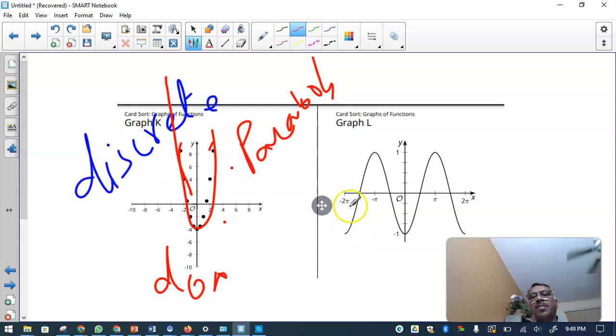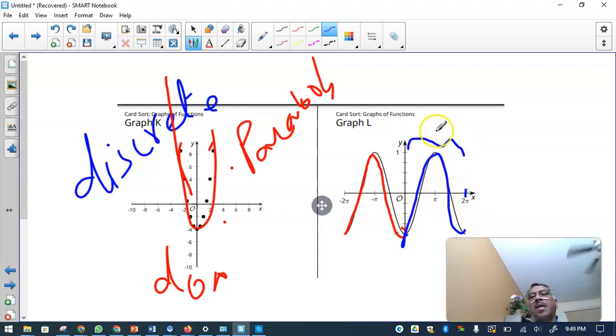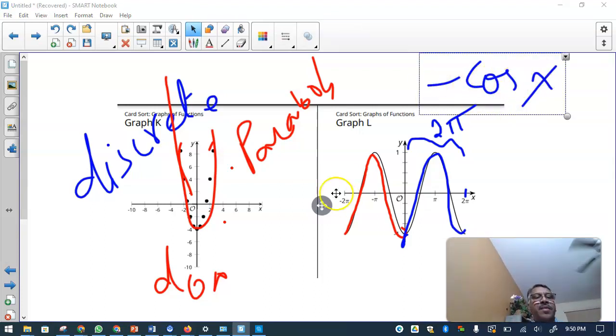If you see this one, it goes up and then goes down. That's one cycle, and this is periodic. It repeats, and that's all that means. From here to here is 2 pi. That means the graph repeats, the cycle repeats every 2 pi. Later on we'll see this is like a minus cosine function.